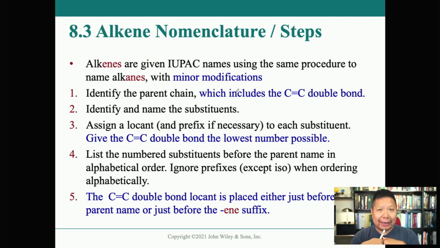So alkenes are given IUPAC names using the same procedure as alkanes with minor modifications. Step 1, identify the parent chain, as always, but the parent chain must include the double bond. That's the big thing, okay?